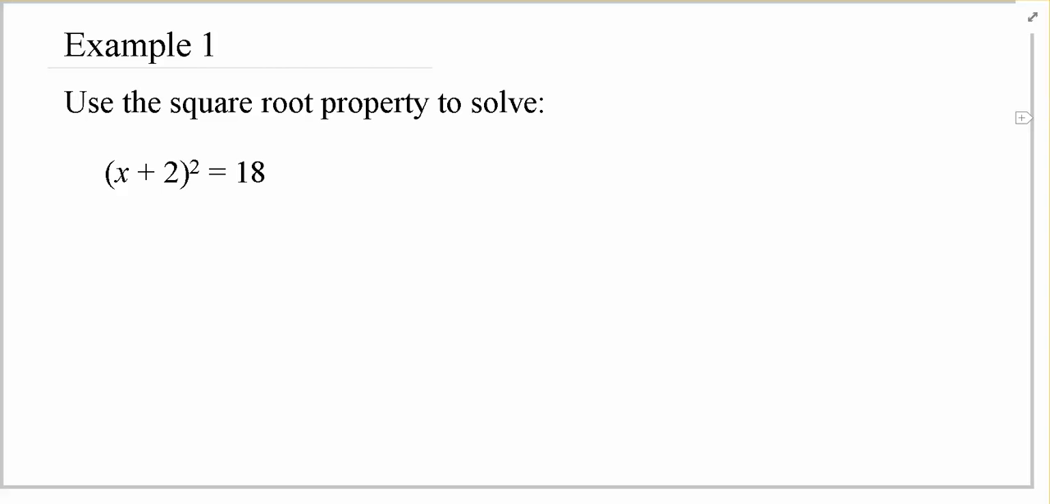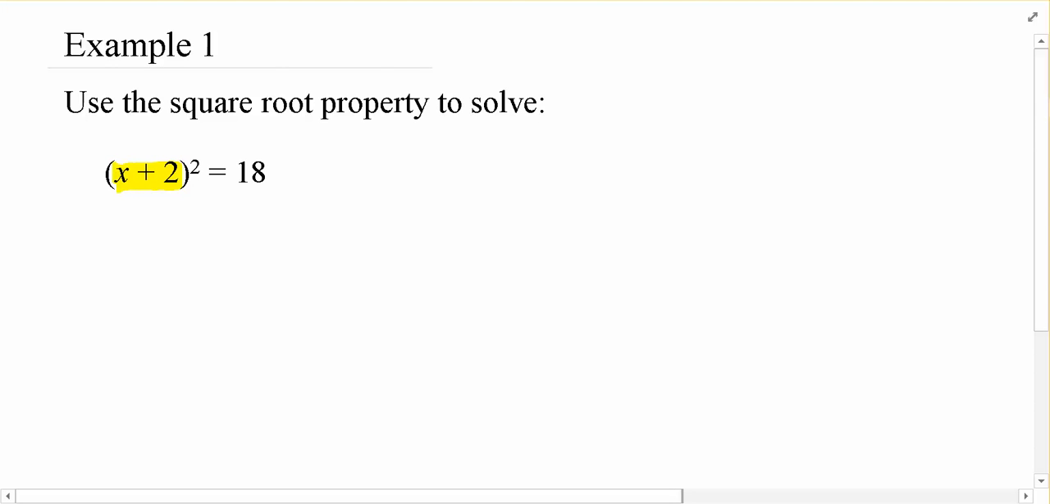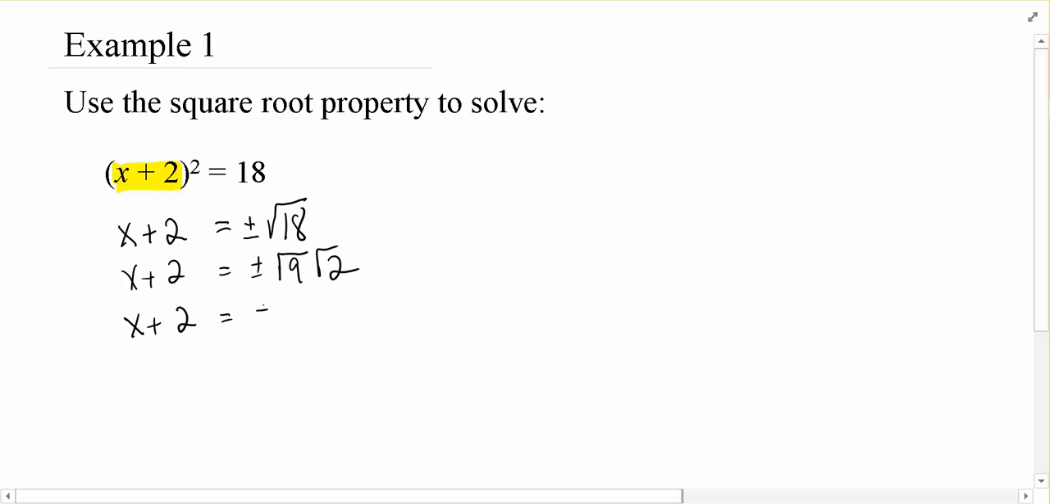Do we have a perfect square on one side, real number on the other? Yes. We have an expression that's squared on the left side. x plus 2 is being squared, so the requirements are met. To use the square root property, we take the square root of the left side, which just undoes the square and leaves me with x plus 2. On the right side, I take the positive and negative square root. I can simplify this because 18 is 9 times 2, making this 3 root 2.